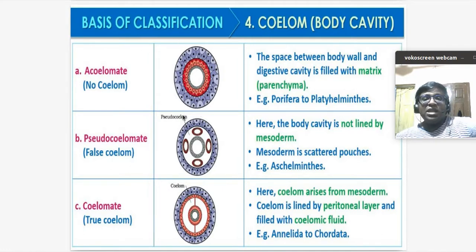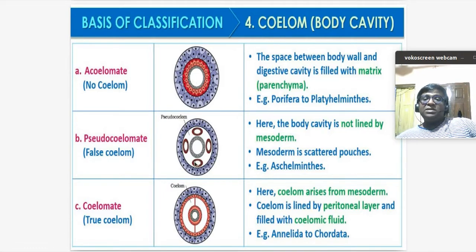Even in NEET and CET examinations, they have given these diagrams, labeled as A, B, and C, and asked to identify what types they are. The first diagram indicates acoelomate. There is no coelomic cavity in between the body wall and the alimentary canal. So there is no coelom at all. Coelom is absent. This you find from Porifera to Platyhelminthes, they don't have coelom.